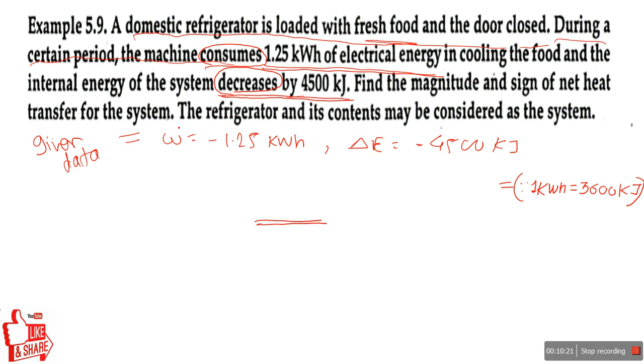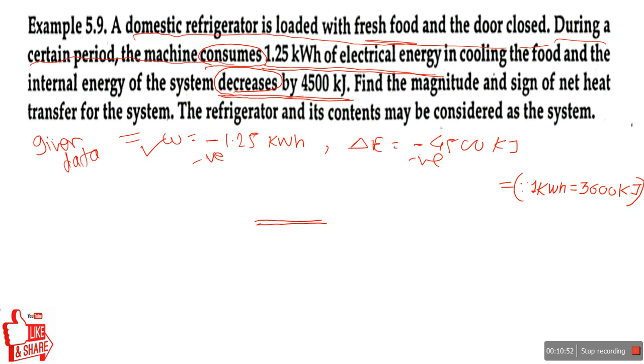It's a very simple numerical. In the given data, the work is consumed by the refrigerator, so I use the negative sign here because work is done on the system. And the internal energy decreases, so I use the word decreases. This indicates that the internal energy is going to decrease, which is indicated by the negative sign. Both the values are negative.